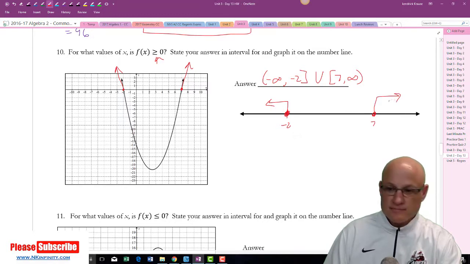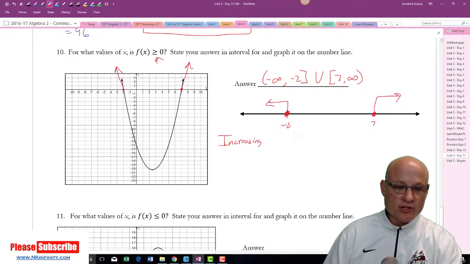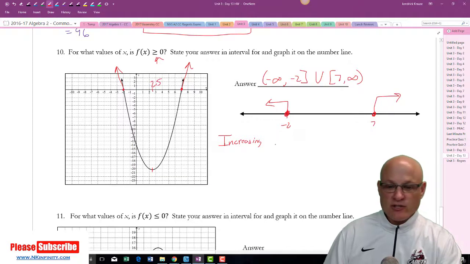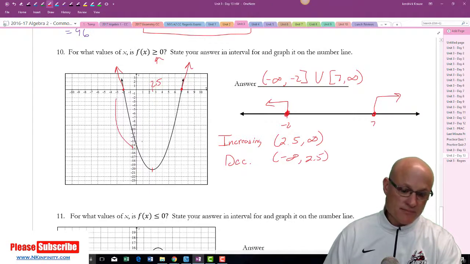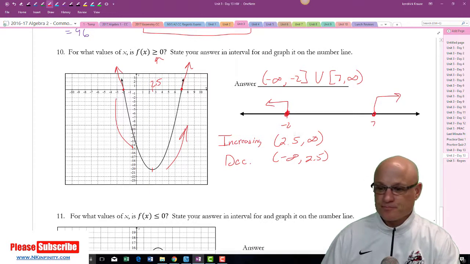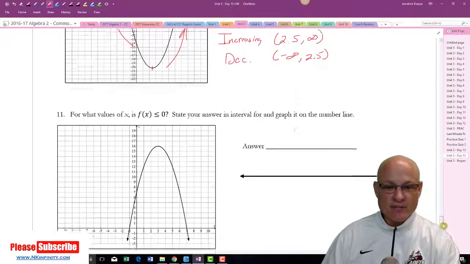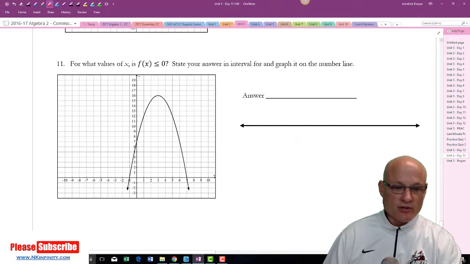Now, the other questions I can ask is, when is it increasing? Well, it's increasing from, oh wow, this is going to be right here. So I'm going to take a guess this is about 2.5. So it's increasing from 2.5 to infinity. Where is it decreasing? It's decreasing from negative infinity to 2.5. Remember, decreasing, increasing. And it's concave up. Less than or equal to 0.